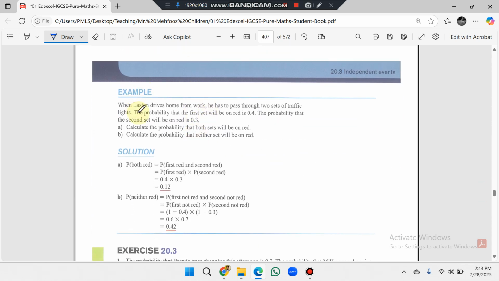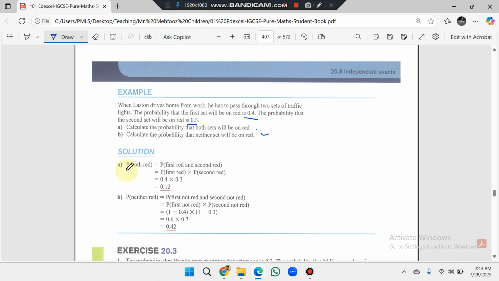You can see that when Laston drives home from work, he has to pass through two sets of traffic signals. The probability that the first set will be on red is 0.4. First set is red, that has the probability 0.4. The probability that the second set will be red is 0.3. Calculate the probability that both sets will be on red. Calculate the probability that neither set will be on red.